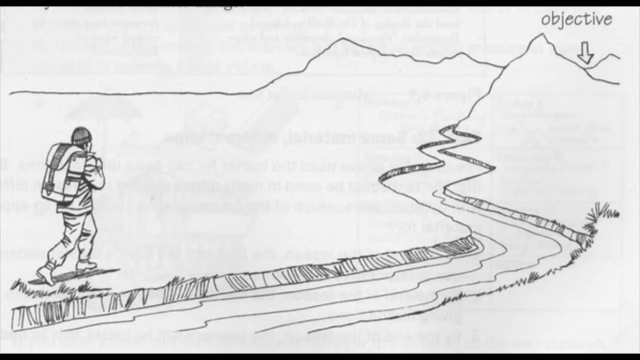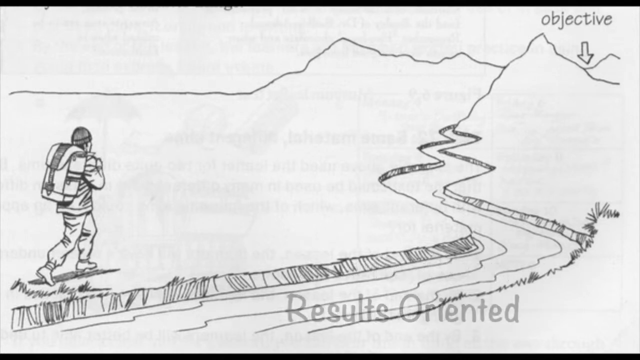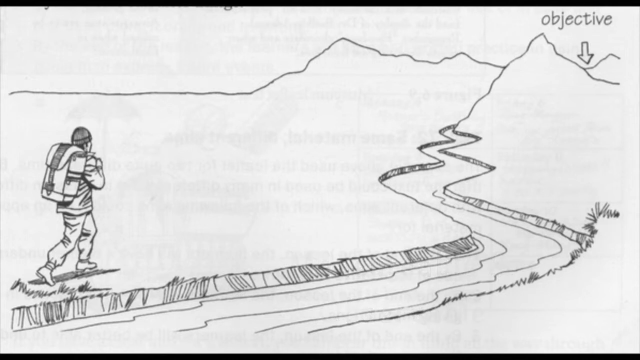Objectives are an incredibly important part of lesson planning. Objectives provide a roadmap for where a lesson is going and should be specific, clearly written, unambiguous, and results-oriented. They should be measurable and observable to be truly effective, which is why using verbs like learn or understand does not make very good objectives, as these words are hard to measure.